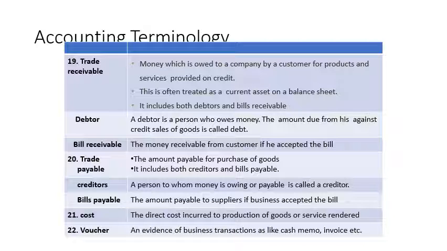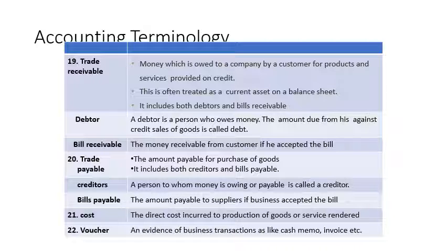Next is bills receivable. Bills receivable means the money received from the customer if the customer accepts the bill. It means money received through bills. It is also evidence. So here there are two words. One is debtors. The debtor refers to the customer without any bill or any evidence. So here the chance of loss is called bad debts.